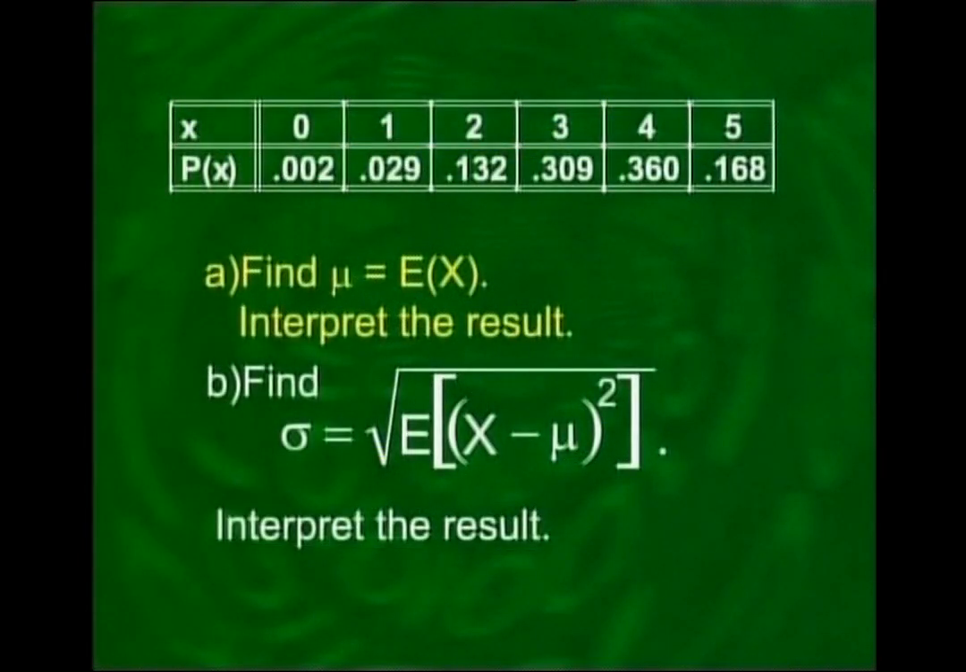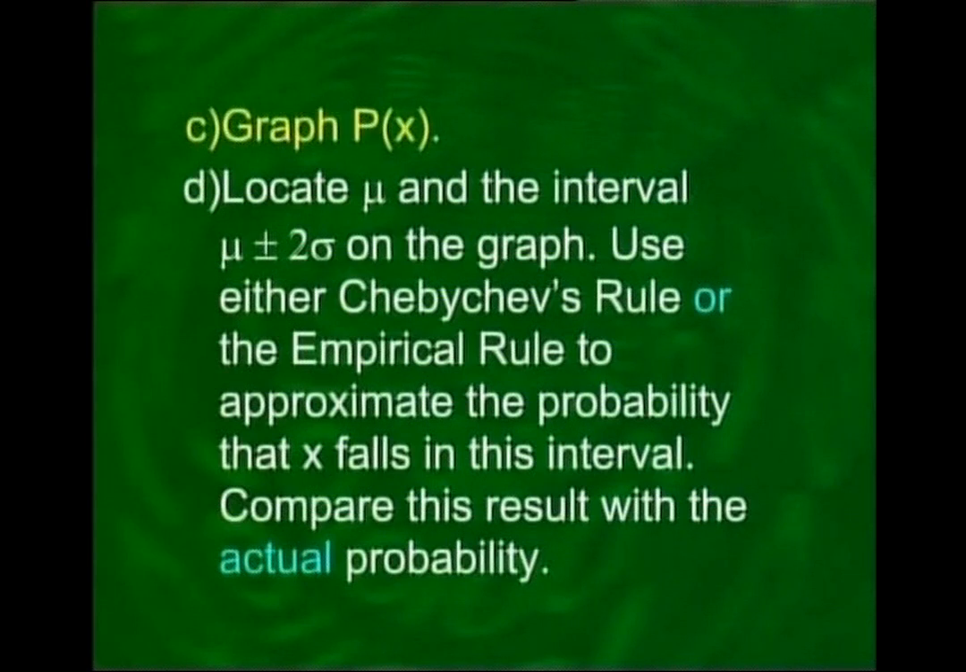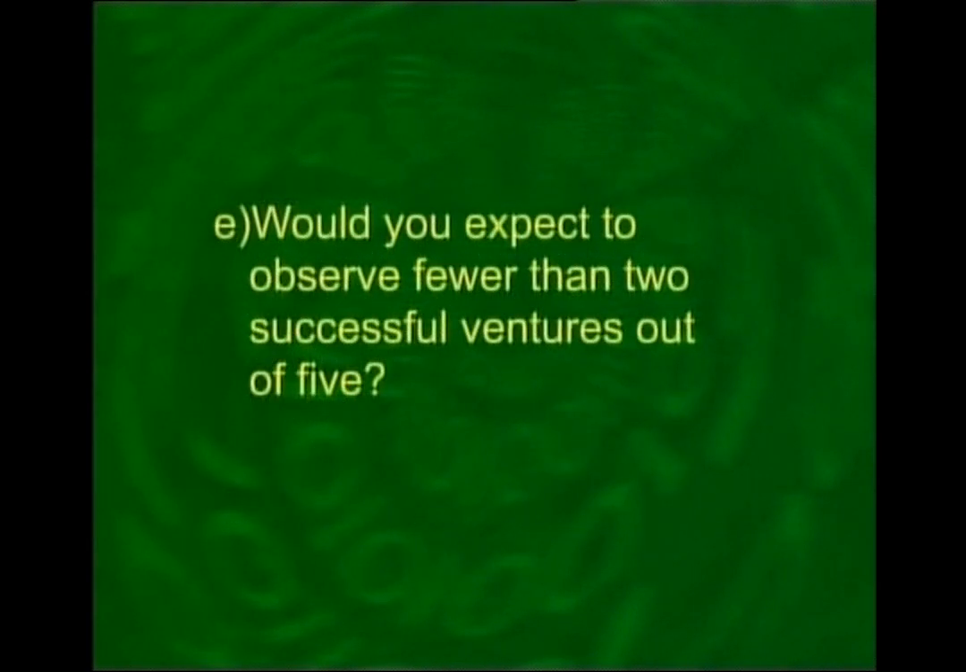Proceeding to the questions of this problem, we have number 1, find mu, that is the expected value of x, and interpret the result. Number 2, find the standard deviation. Number 3, graph the distribution of this random variable x and its probabilities. And number 4, apply either the Chebyshev's rule or the empirical rule to approximate the probability that x falls in the interval mu plus minus 2 sigma. And after applying these rules, also compare them with the actual probability of lying in this interval. And also, we are interested in determining, should we expect to observe fewer than 2 successful ventures out of 5?